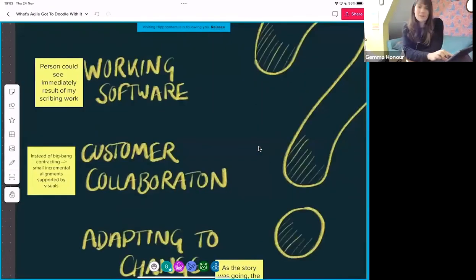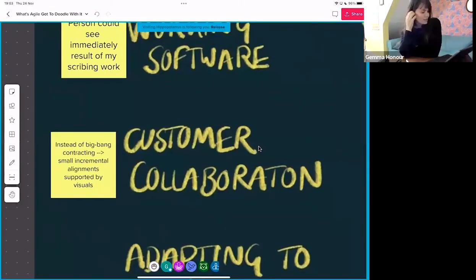Customer collaboration, here we've got, instead of using big bang contracting, small incremental alignments supported by visuals. Oh, interesting. Does anyone want to talk more on that one?